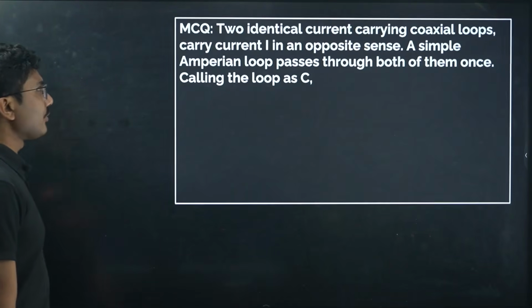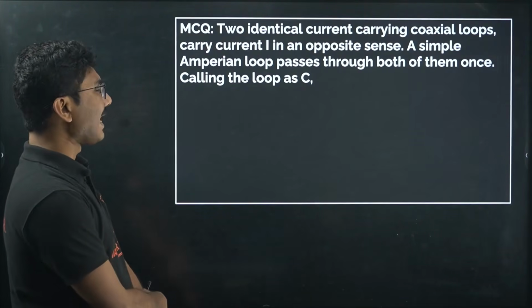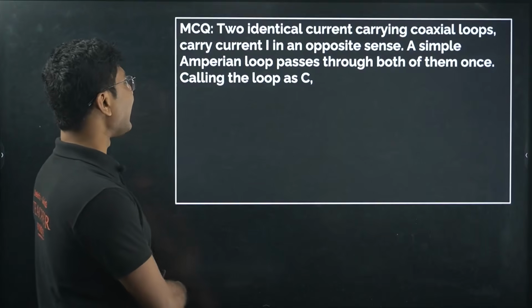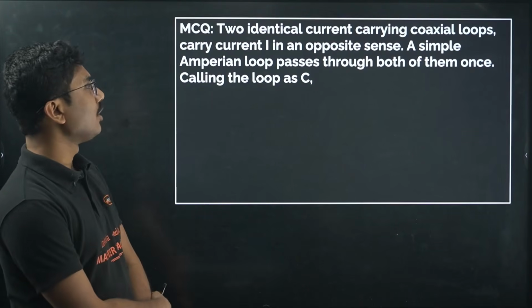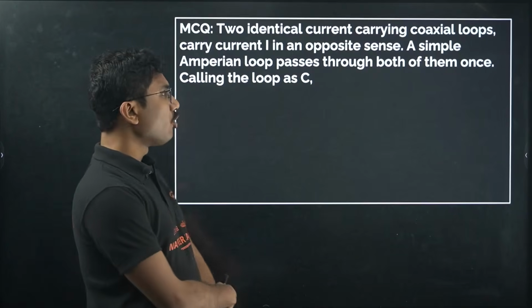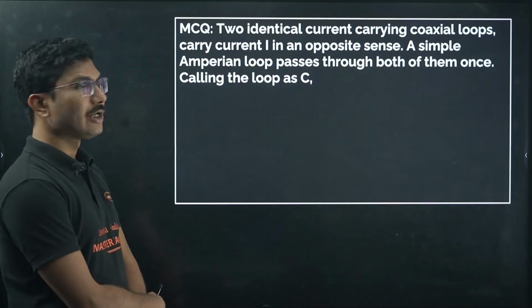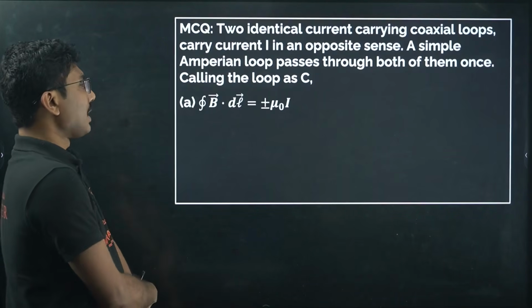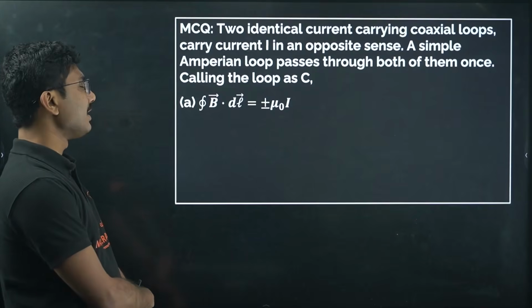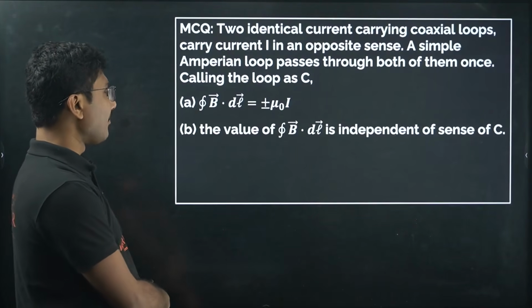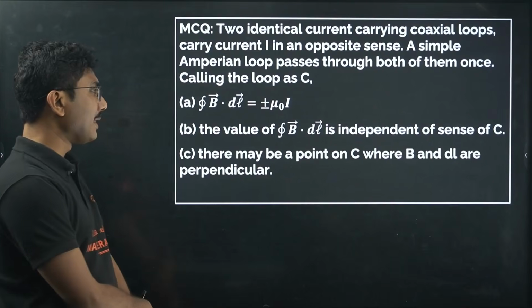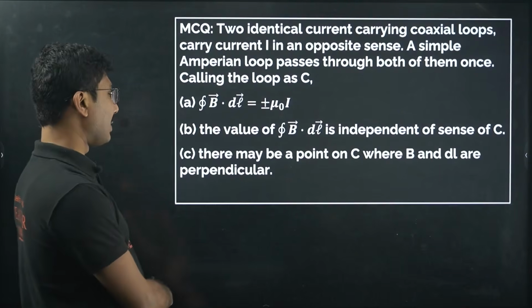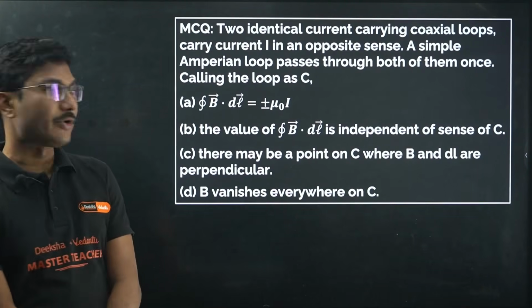Now let's see one question. Two identical current carrying coaxial loops carry current I in an opposite sense. A simple Amperian loop passes through both of them once, calling the loop as C. Then what is the correct relation? B dot dl is equal to mu naught I. The value of B dot dl is independent of the sense of C. There may be a point on C where B and dl are perpendicular. B vanishes everywhere on C.